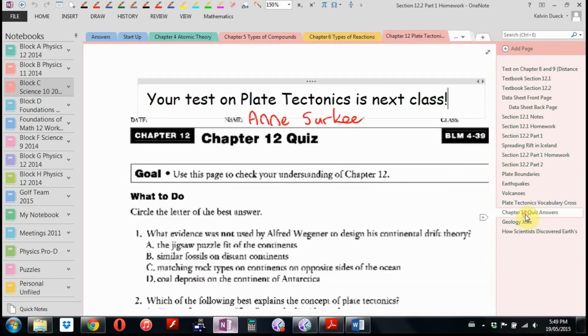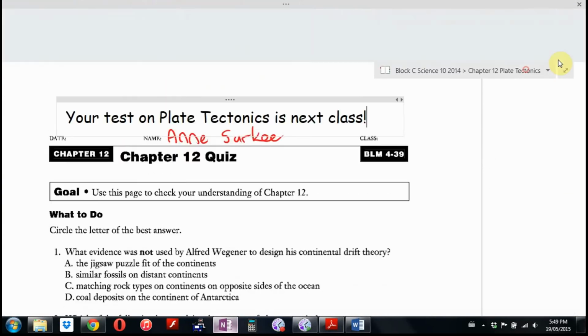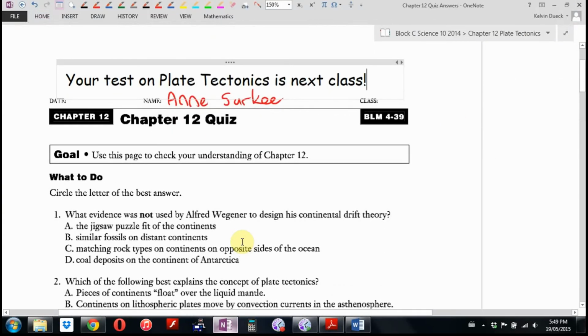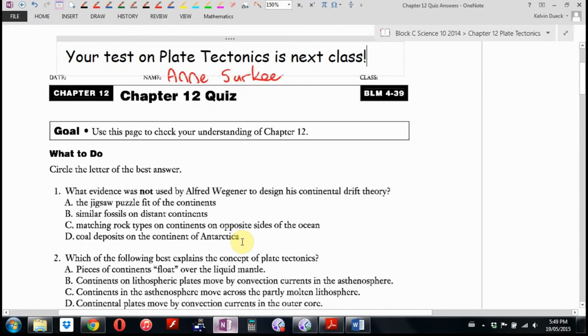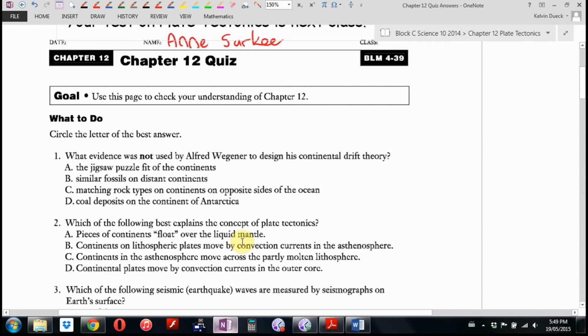And hopefully I've stalled long enough for you to find your quiz. Here we go, mark your own. I stole this right from the textbook actually, and I'm not wild about every question here. Specifically, number 1 says, what evidence was not used by Alfred Wegener to design his continental drift theory? Well, believe it or not, the answer here is D, because he didn't know about them. But I don't like that question.